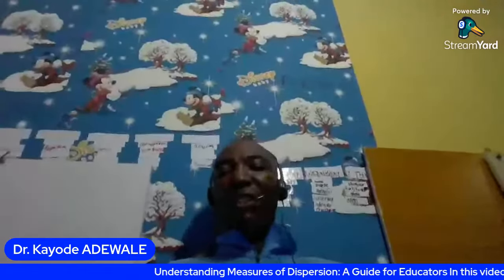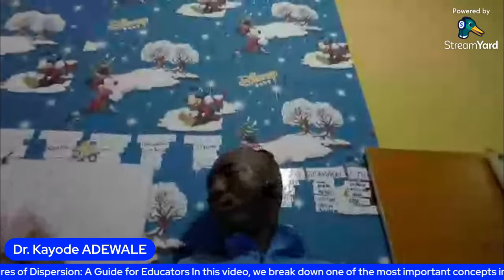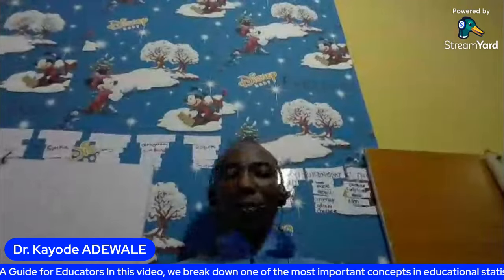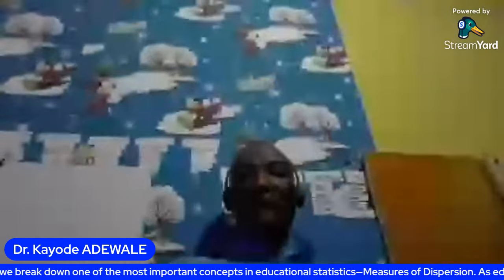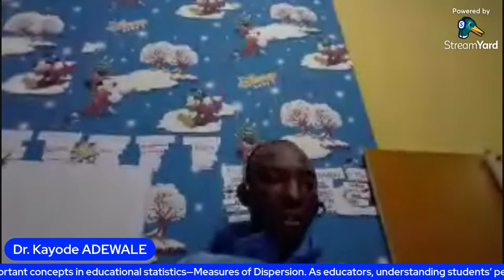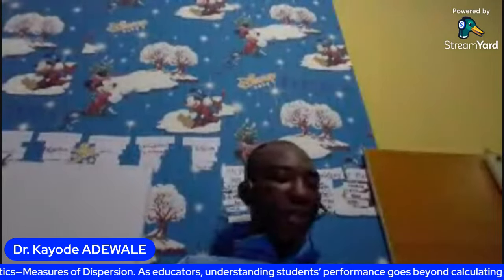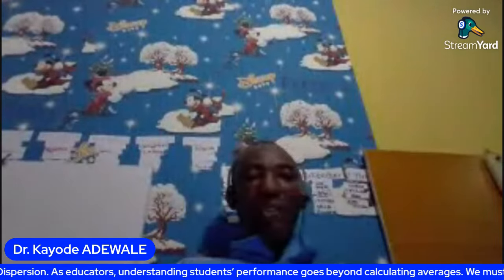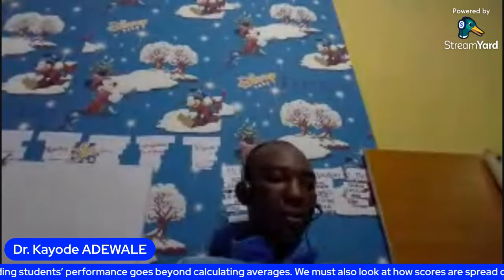So let me have it in the comments. What are the common measures of dispersion? Let's go into the comment section and tell me what the measures of dispersion are. Let's meet in the comment section. Can you tell me what the measures of dispersion are? Can we have that in the comment section?